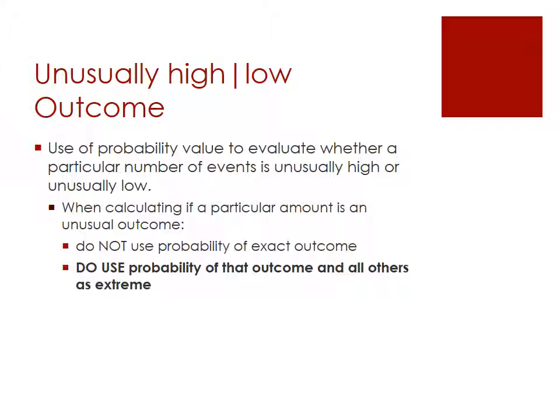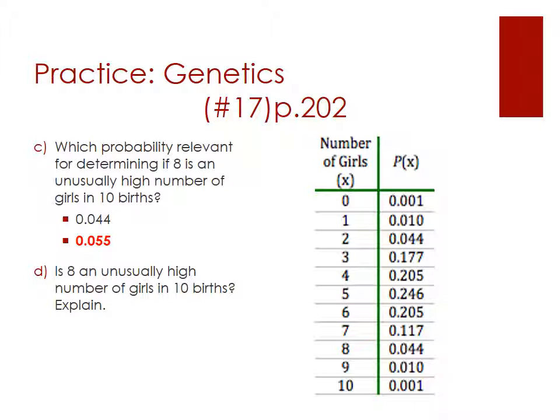So pay attention to the wording in the homework questions and the exams. When it's asking you, is such a value unusually high or unusually low, do not use just the probability of that exact outcome, but you need to use the probability of that outcome and all others that are as extreme in that direction. So looking here at our question, 0.055 is going to be the correct probability to use for answering this question.